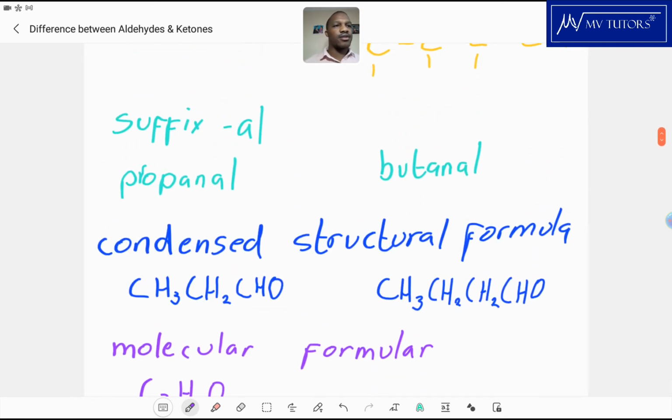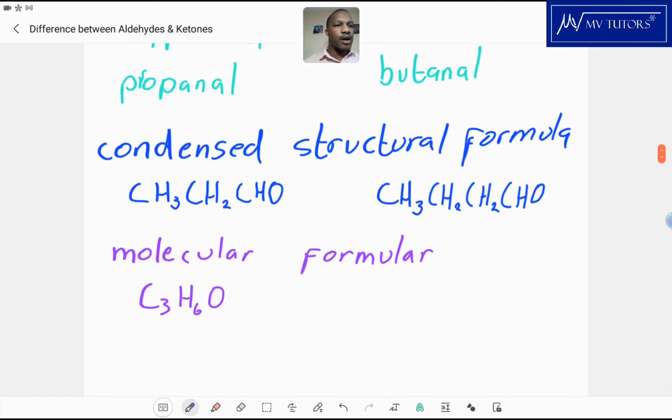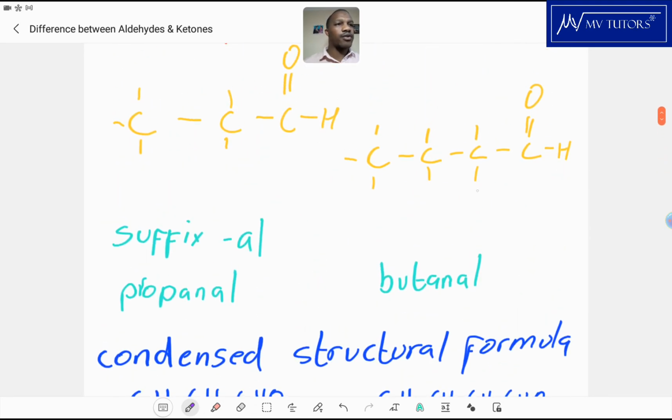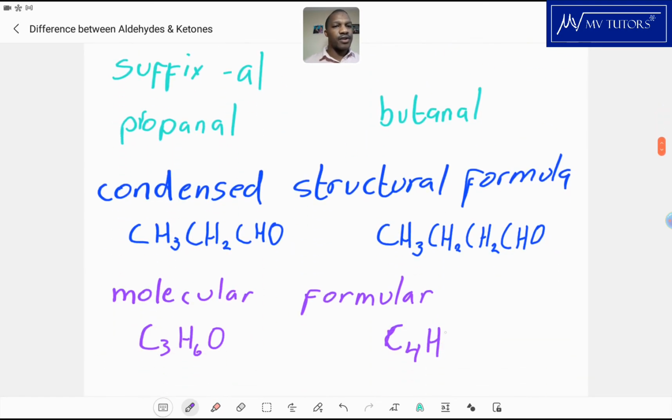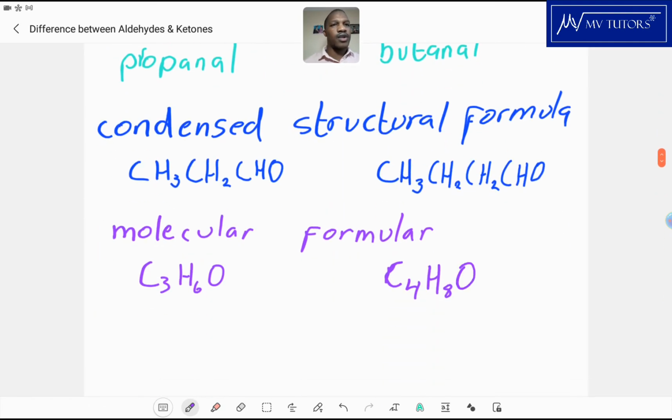This side, we can also read it from the structure. How many C's? 1, 2, 3, 4 C's. So you've got C4. How many H's? Let's count them: 1, 2, 3, 4, 5, 6, 7, 8. We've got 8 of them. And then how many O's? We've got just one O. That's it. Now let's discuss the next one.